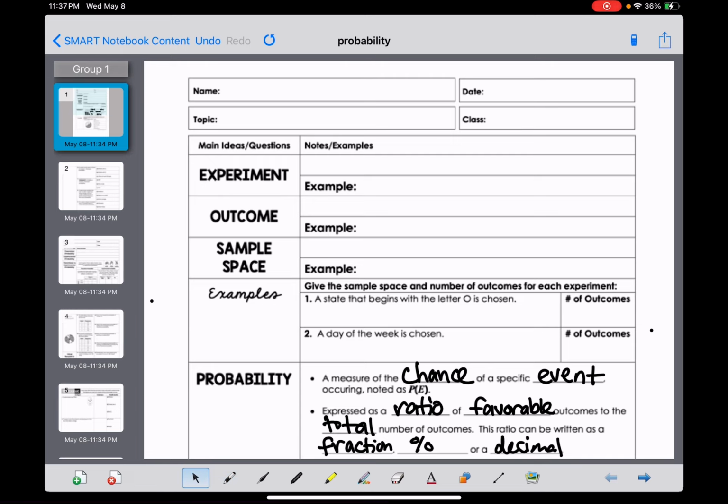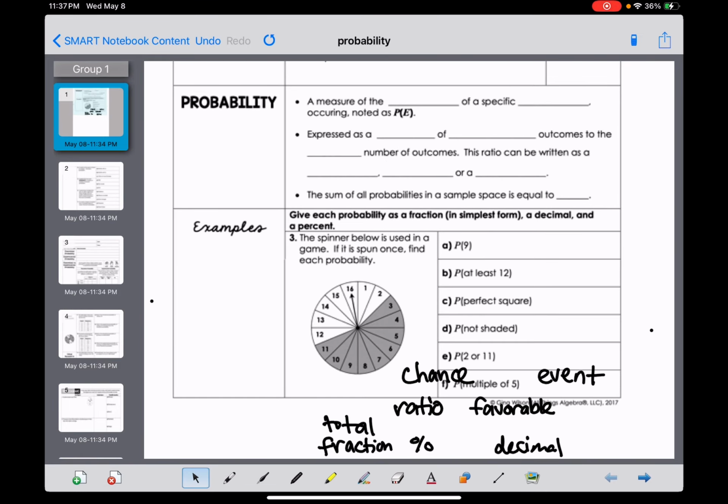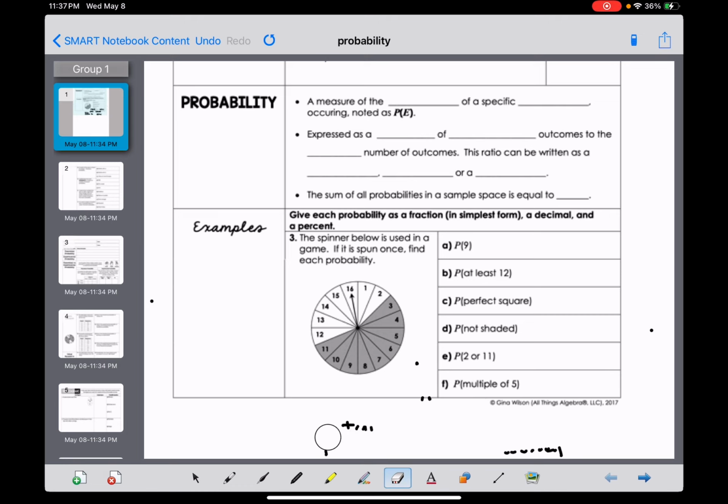So we want to get a little bit more into how to find our probabilities. So let's go ahead and just look. This is just a simple probability problem right here. Okay, it's saying to give the probability as a fraction in simplest form, as a decimal, and a percent. So it's saying the spinner below is used for a game. It's spun once, and find each probability.